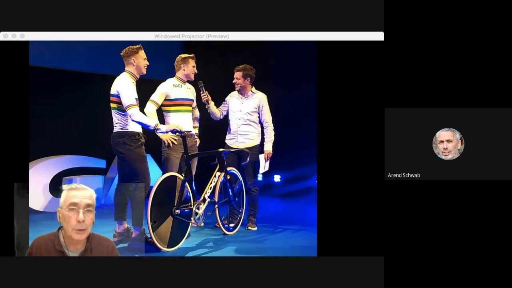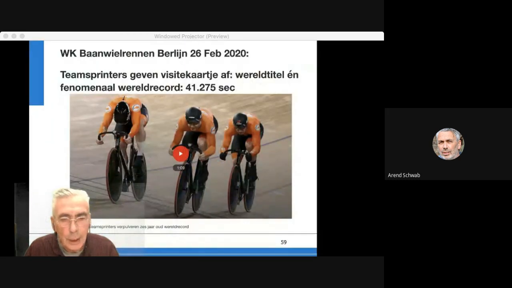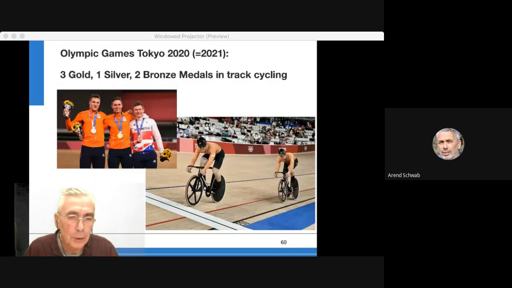The bike was introduced, and of course we as engineers were really sitting like, oh, I hope it works, right? Well, already at the World Championship in Berlin, before the Olympics, there was a phenomenal world record by one of the Dutch riders. So we thought, okay, it's probably going to work. Then at the Olympic Games, which were 2020 but staged in 21, we had 3 gold medals, 1 silver, and 2 bronze medals. Of course, it's the riders who get the medals, but I think the bike was also helpful in that.